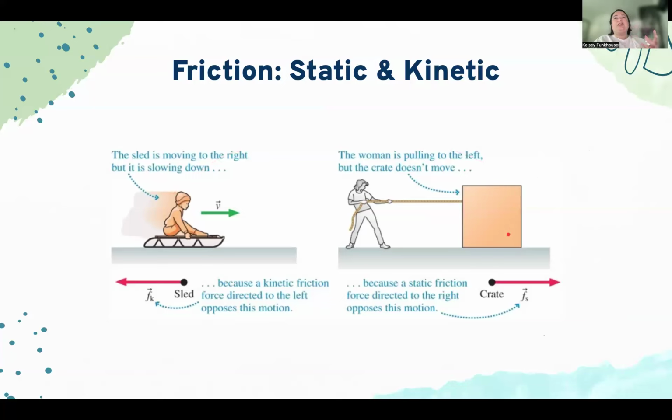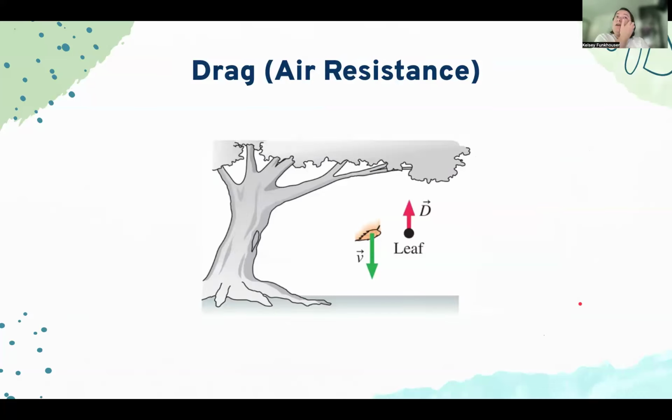In static friction cases, you have to think about what the block would do if the other forces won out against the friction force. And so this woman is pulling to the left, which means if she was successful, the box would move to the left. So the static friction force is acting to the right. There's also drag or air resistance.